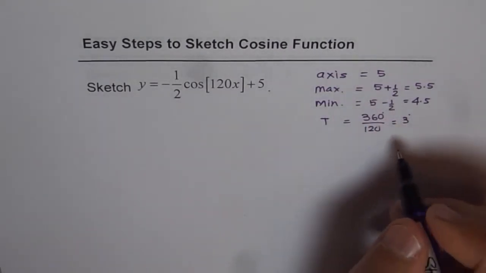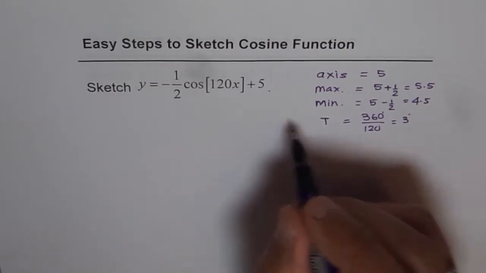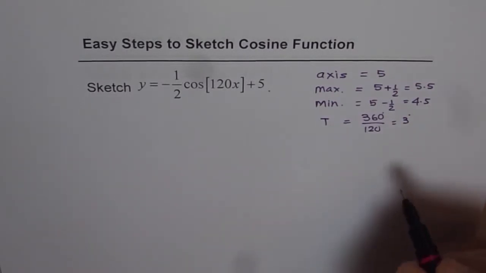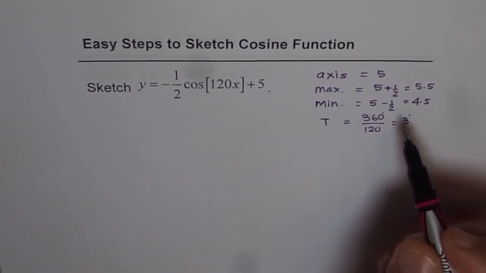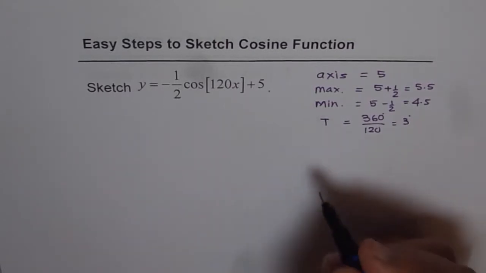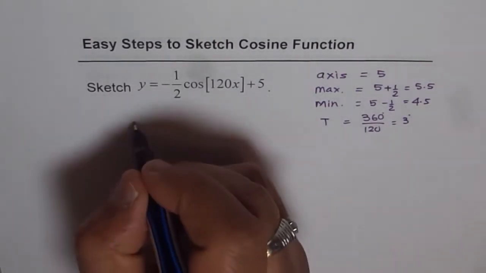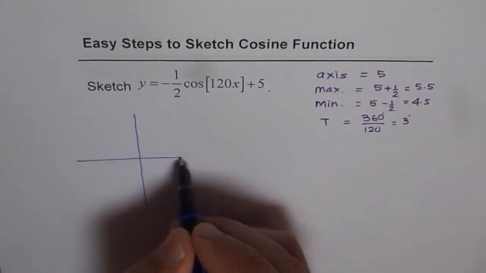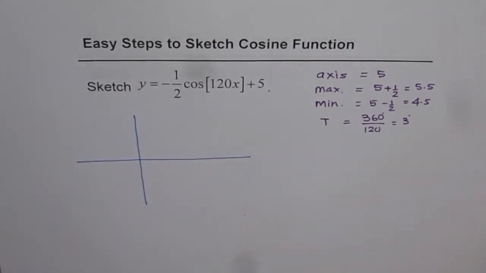Now these values, and there's a phase shift of 0, right? So there's no phase shift. That is how it is. Now, given these values, what we can do is we can make now our axis. Let's now sketch it. Remember, there's a minus here also. That means we can also write down what is the initial point and what is the final point.